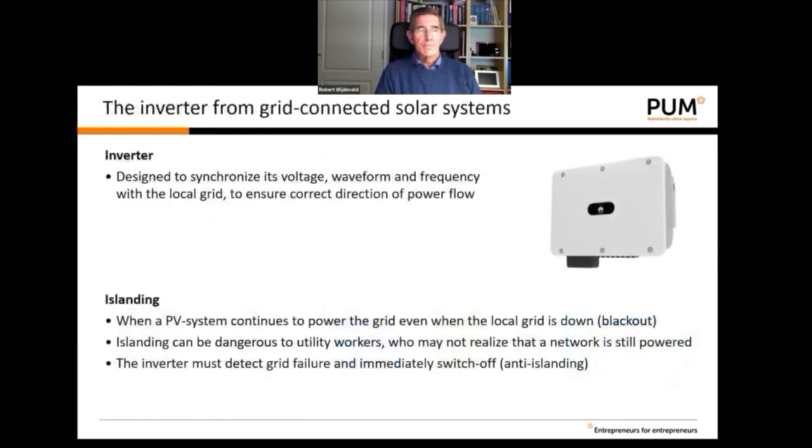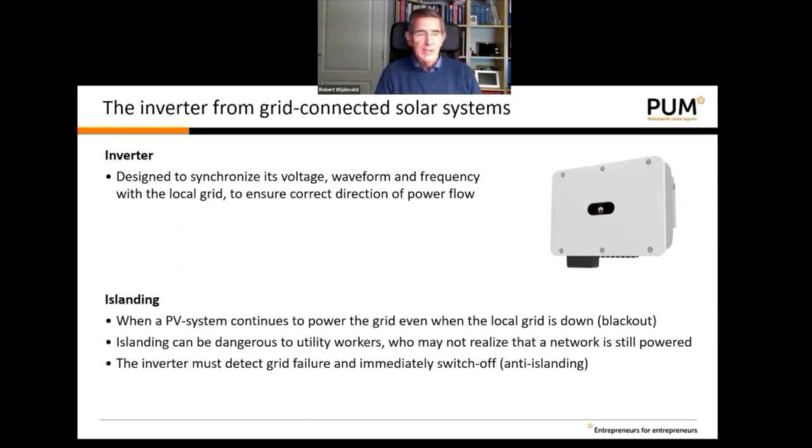The inverter must be designed to synchronize its voltage, waveform and frequency with the local grid to ensure the correct direction of the power flow. That's the main function of the inverter. The function is, of course, to convert DC to AC power, but the AC power must conform to the regulations of the local network company.